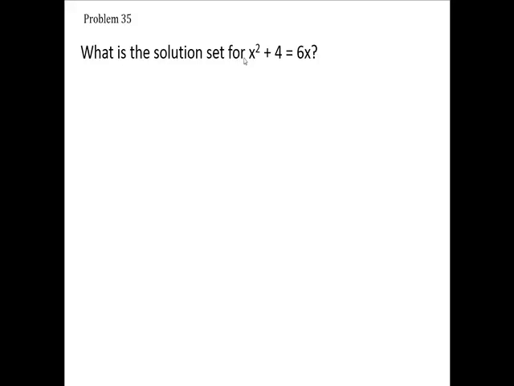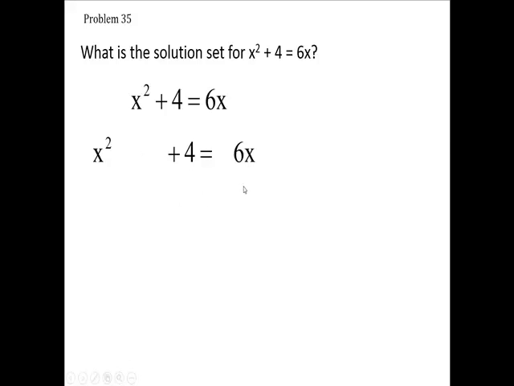What is the solution set for x squared plus 4 equals 6x? In other words, solve this equation for x. So copy the equation down and space it out a little bit. Put a little space between here. Okay, I'll show you why.